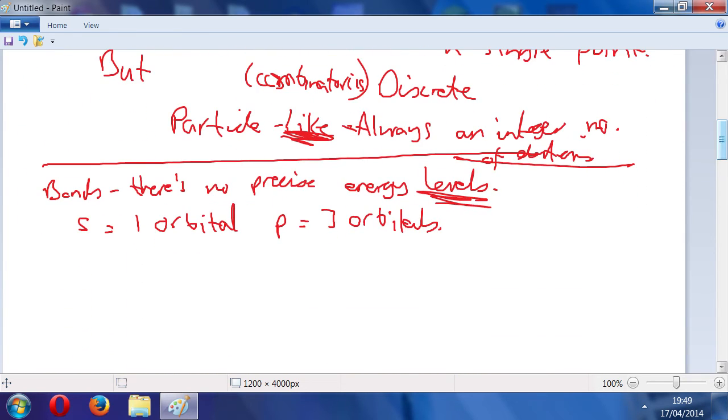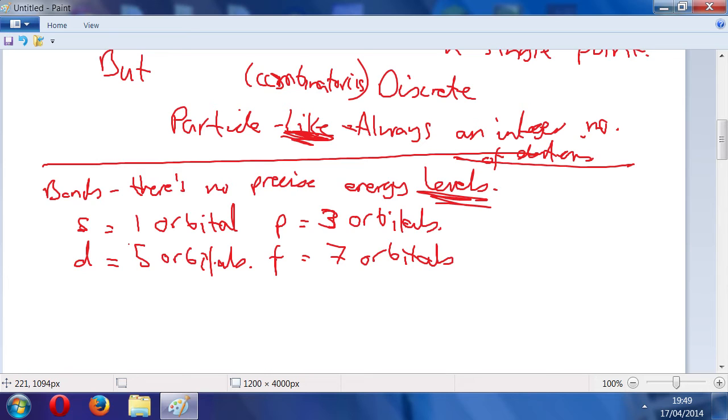I feel like that would be worth knowing, and I think I can remember it. So sharp is 1 orbital, principal is 3. I've already forgotten what D is. F is fundamental, which is 7 orbitals, and D is diffuse. I can think of some of them as in photo editing stuff, like that old photo technique where it looks like an angel or something. It's quite a nice one.